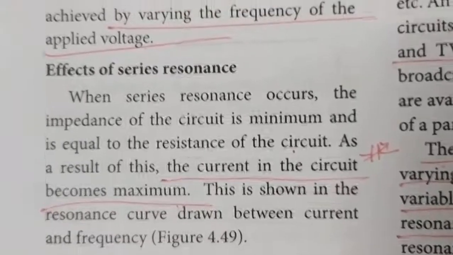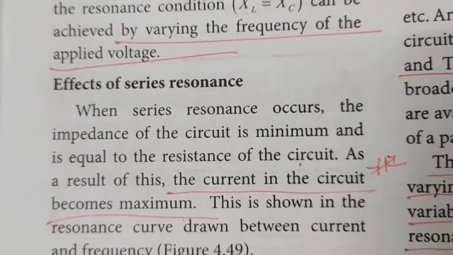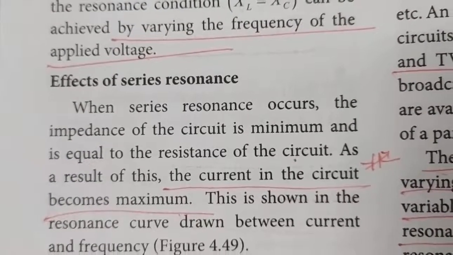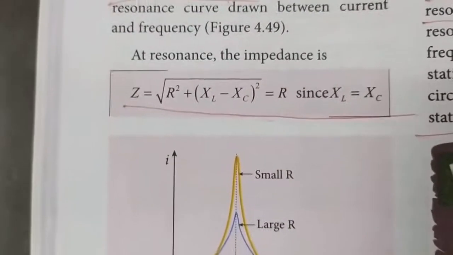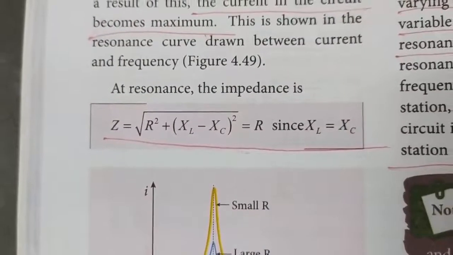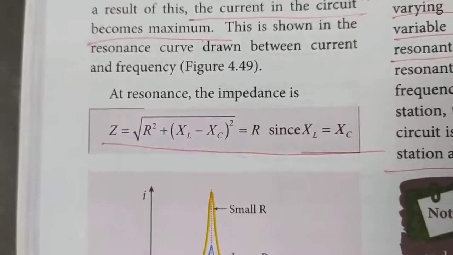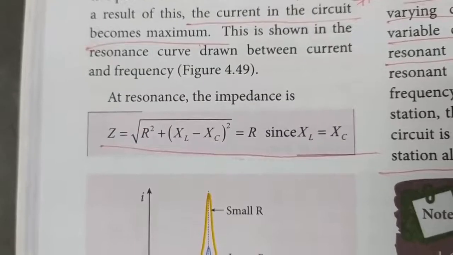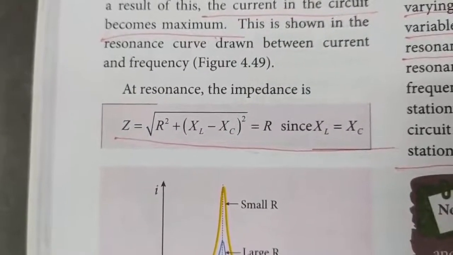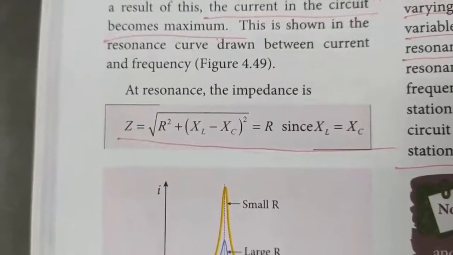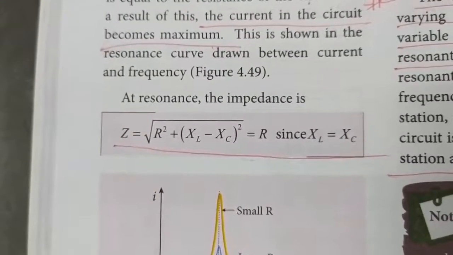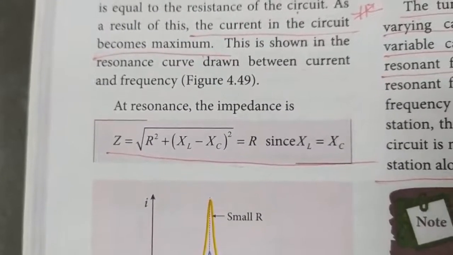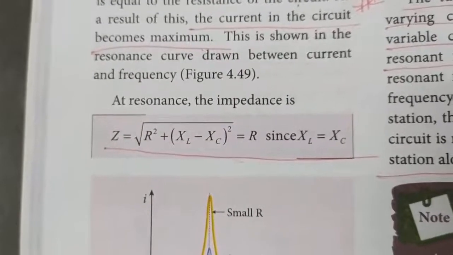Next, effects of series resonance. So when series resonance occurs, what happens? The current in the circuit becomes maximum. So this is shown in the resonance curve graph, and here when you see the impedance Z is equal to square root of R square plus XL minus XC the whole square. And so when XL is equal to XC, square root of R square, so that will become R. So the total impedance of the circuit must be equal to resistance at resonance condition.